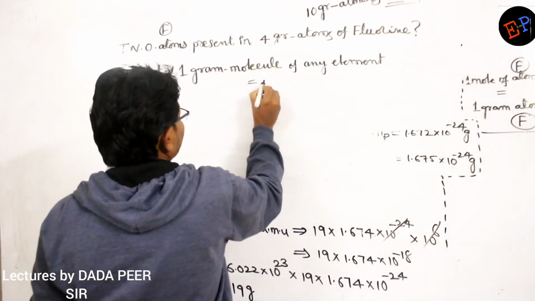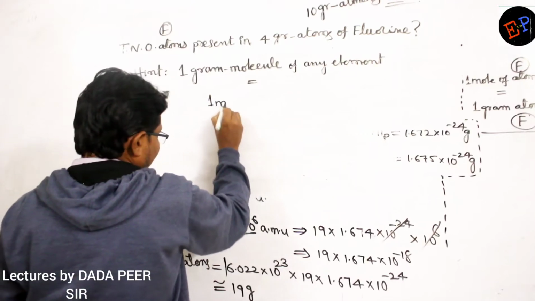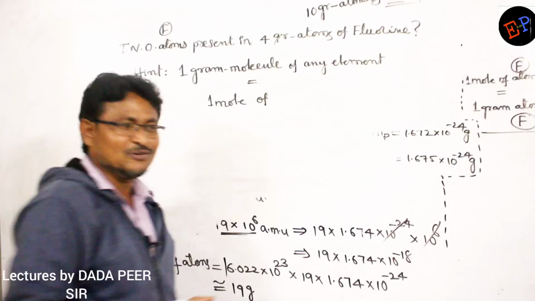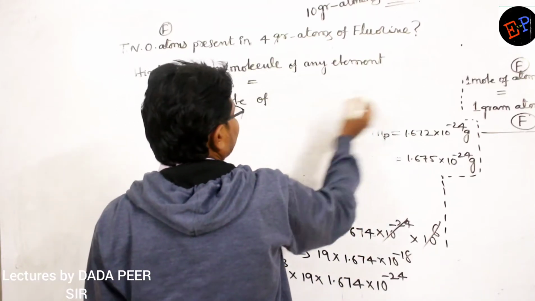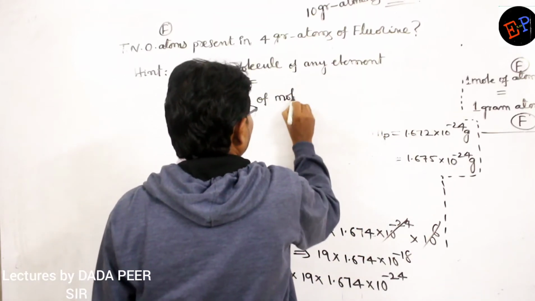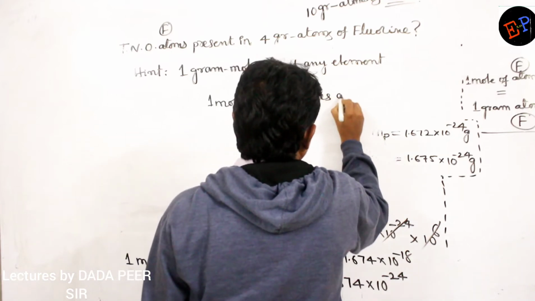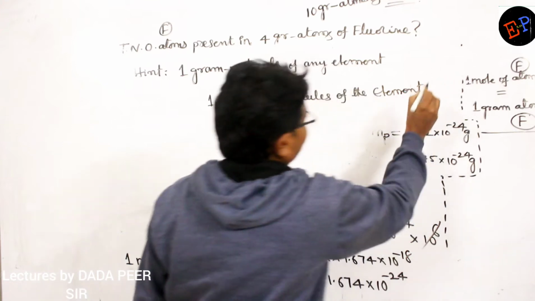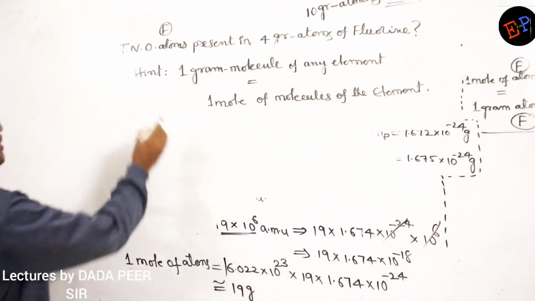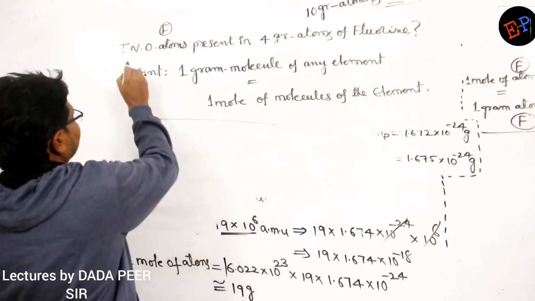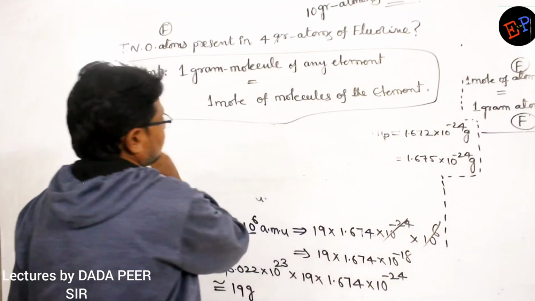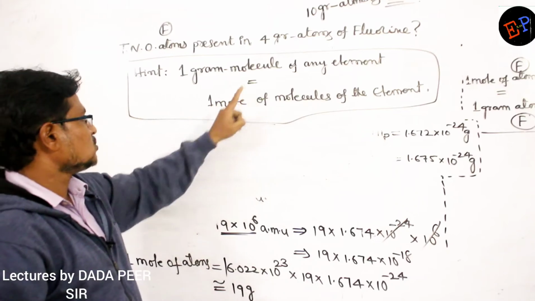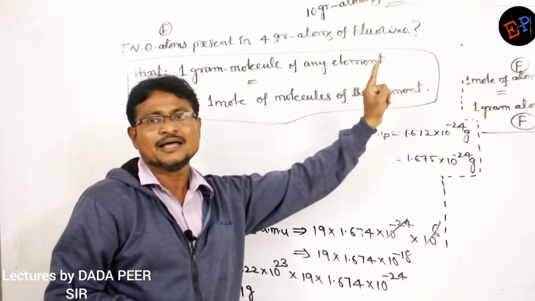1 mole of molecules of the element. See, 1 gram molecule of any element is equal to 1 mole of molecules of the element.